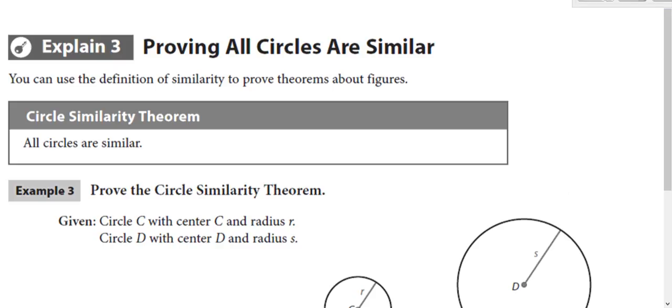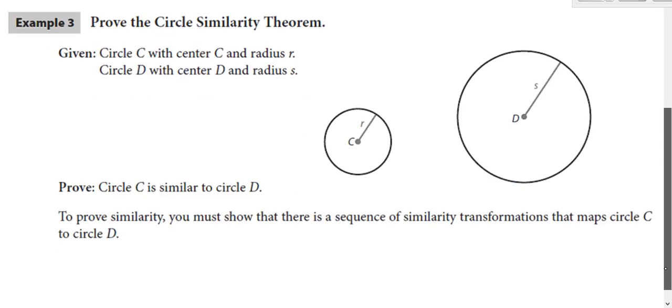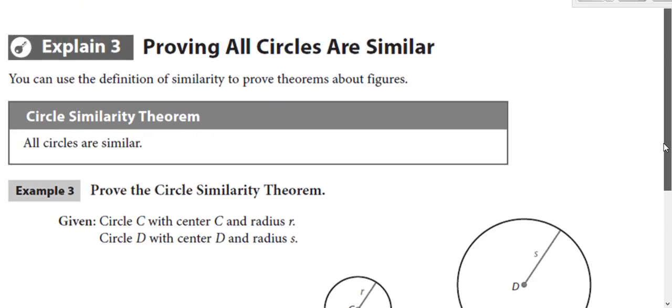The very last thing here in the notes, it's just that all circles are similar. There's a proof we could go through, we're not going to, but all circles are similar because they are just dilations. So you either have a bigger radius or a smaller radius, they're all the same, they're all similar.